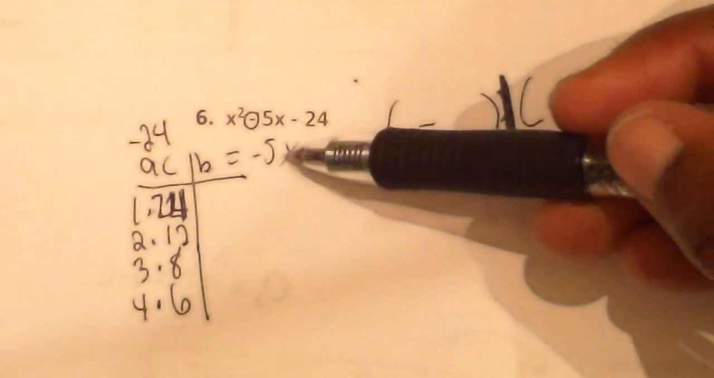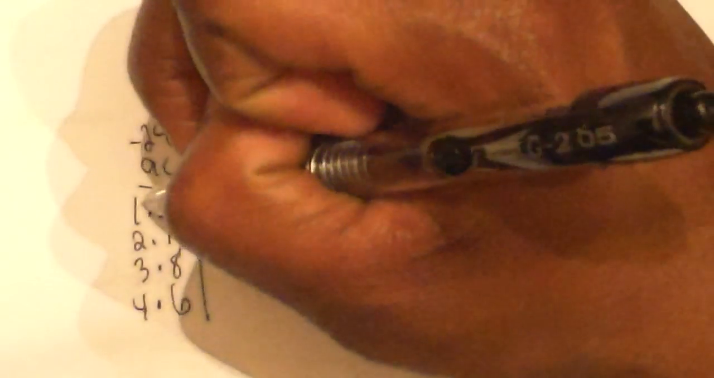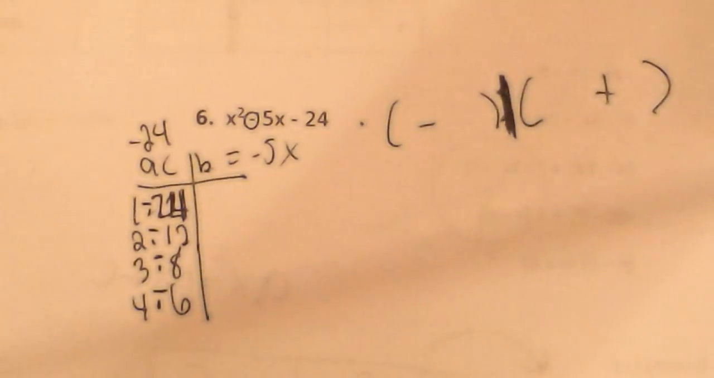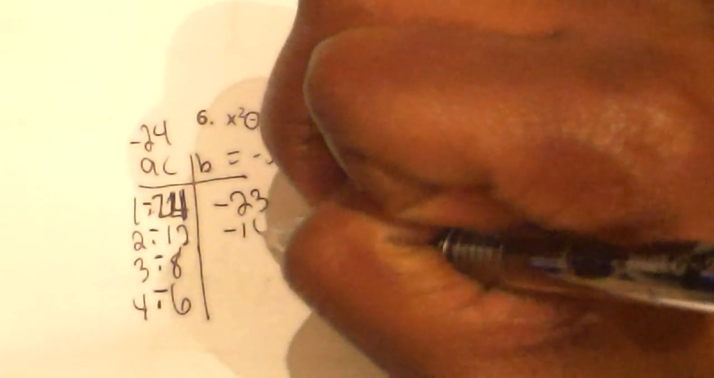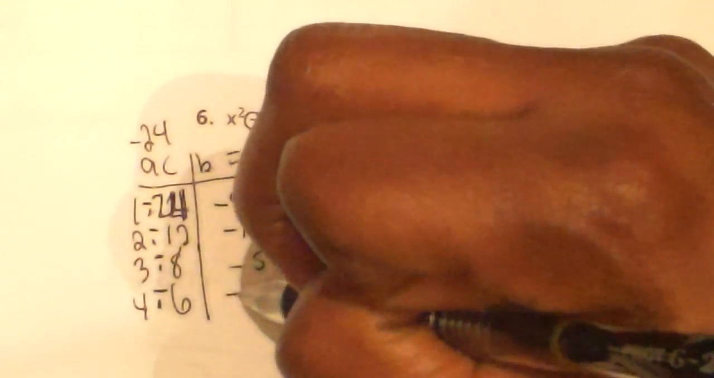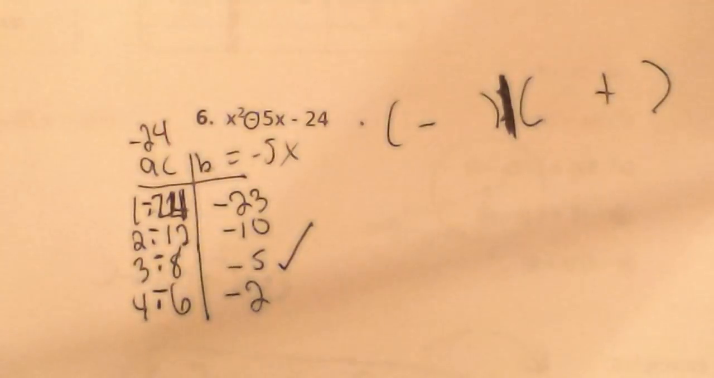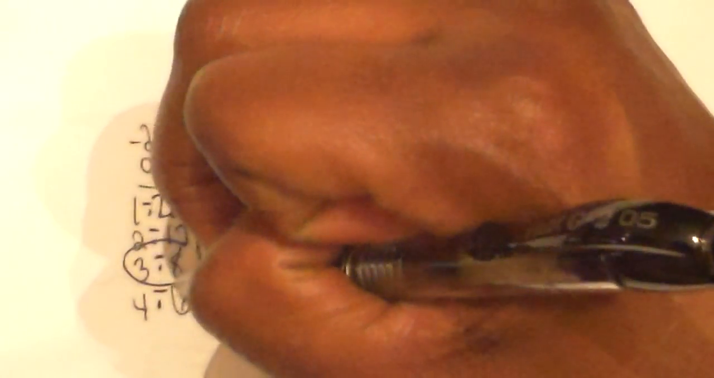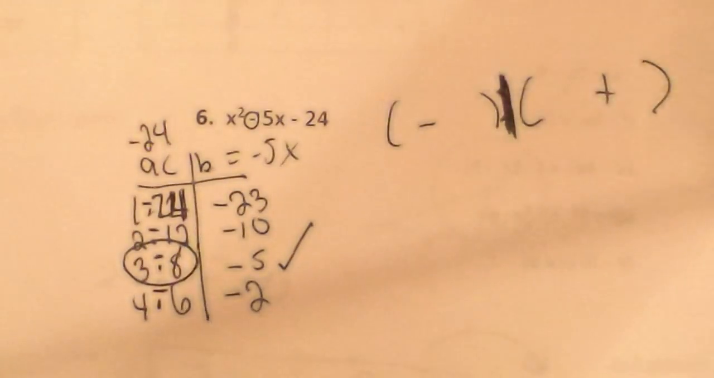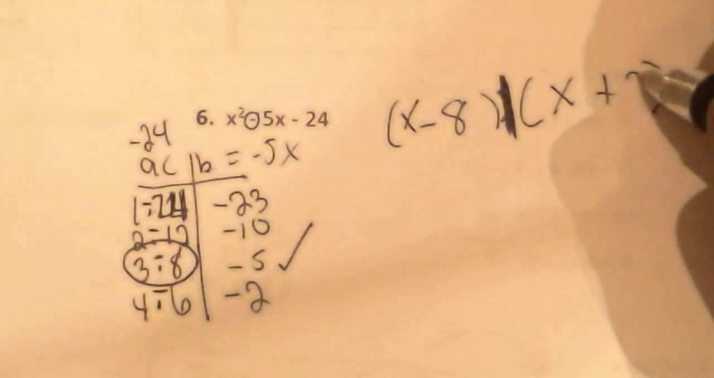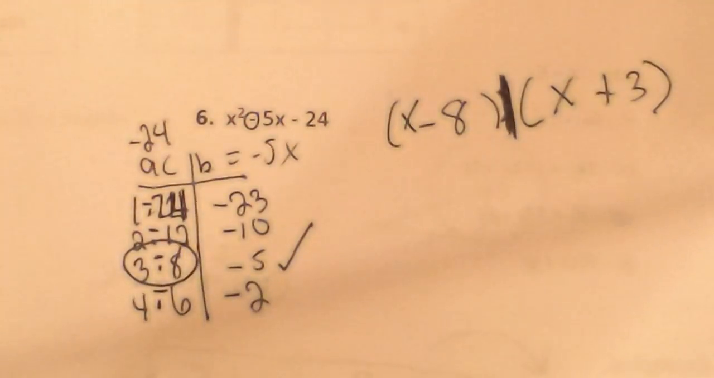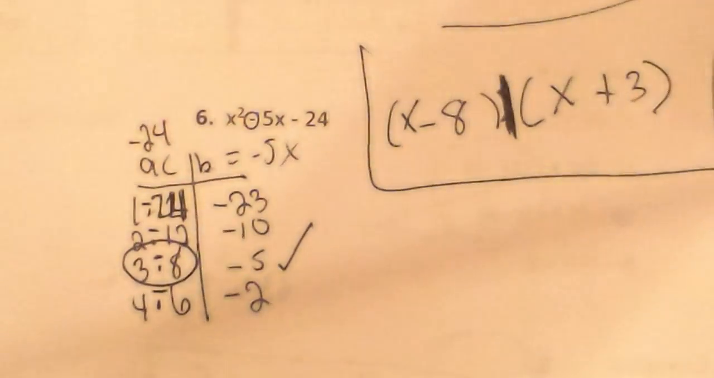So I look at my middle term, it's a negative. So if I'm going to get these answers negative, the larger number is going to be the negative. Got that? Then we end up with negative 24, negative 12, negative 8, negative 5. The negative 5 works, right? So my factors are 3 and negative 8. So that means I'm going to have x minus 8 and x plus 3, because 3 and negative 8 went in there. Got it?